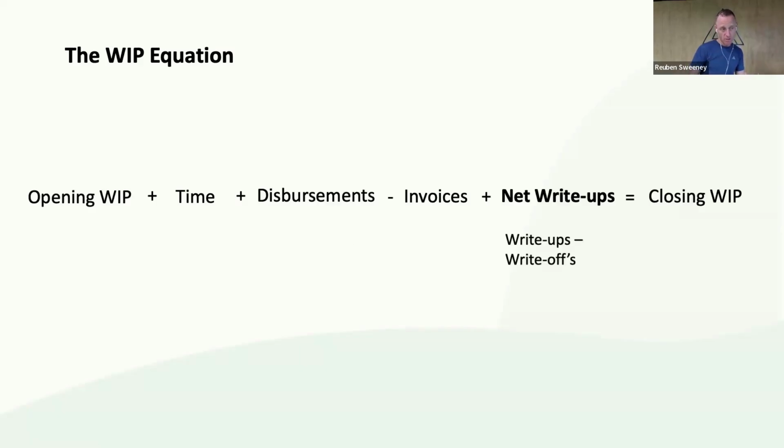Inside our net write-ups, it's write-ups minus write-offs. So we have some jobs we win on and some jobs we don't. It's the net value of that. And inside time, I just thought I'd point out the obvious, that time is time value. It's the hours that are incurred at the various billable rates for the various people doing that time. So that is the full WIP equation.